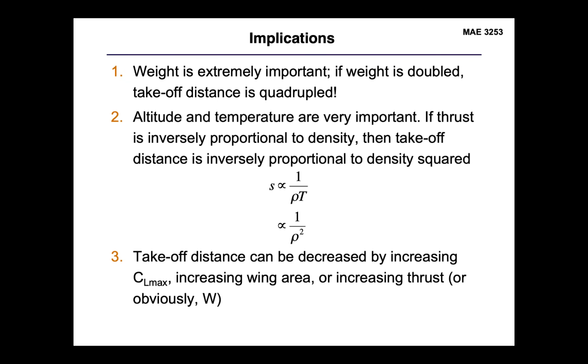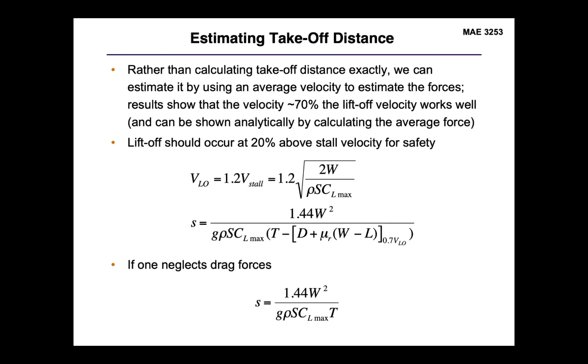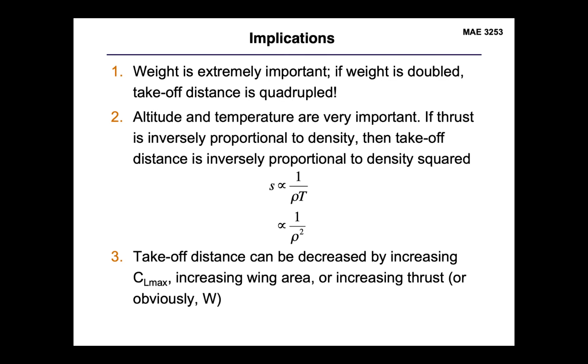Now, there are some implications to this equation. If we go back and look at this real quick, the terms we want to focus on are weight, then things such as density, so our density altitude is going to be very important, wing area, maximum lift coefficient, and thrust. With this in mind, what we see is weight is extremely important. If the weight of our aircraft is doubled, then takeoff distance is going to be quadrupled. So weight has the biggest impact on our overall takeoff requirement for our aircraft.